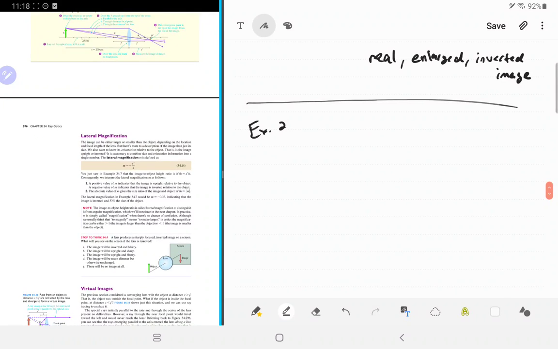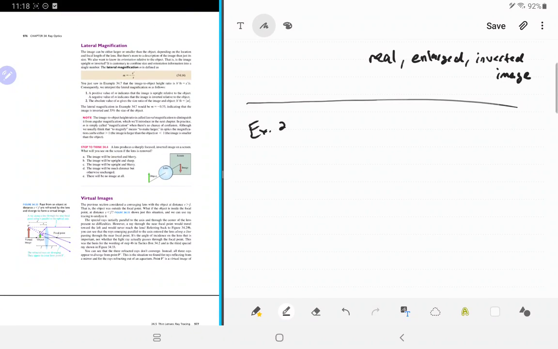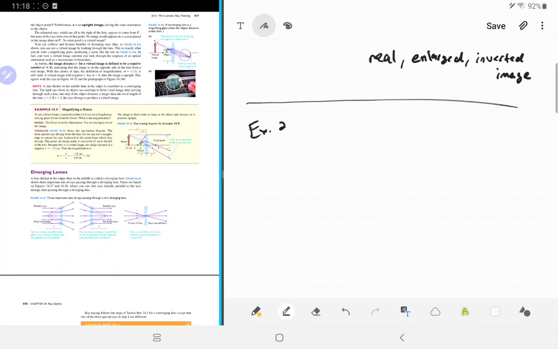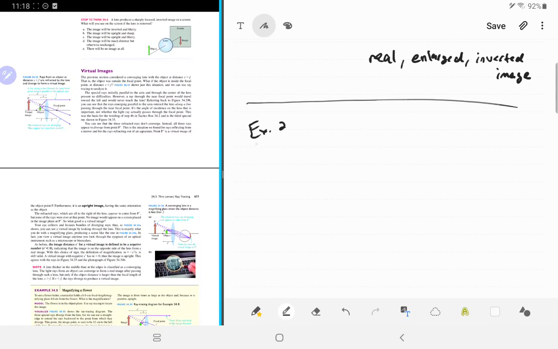So we'll talk about magnification in just a second. So this is an equation. I want to wait until we get to the quantitative part to look at this. Okay. All right, another example.